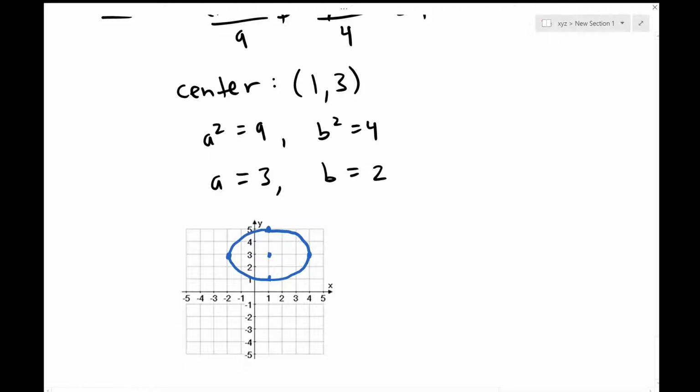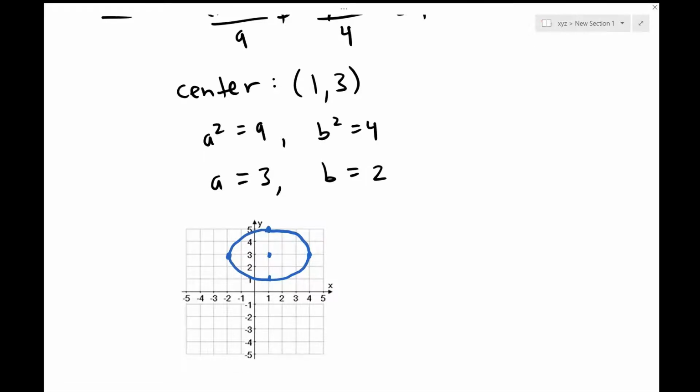So not too different from how we graphed circles. Again, the only real difference is that we're not going the same distance in every direction. We have these two different distances. We have an a distance, which is the distance we go horizontally in the x direction, and a b distance, which is the distance that we go vertically in the y direction.